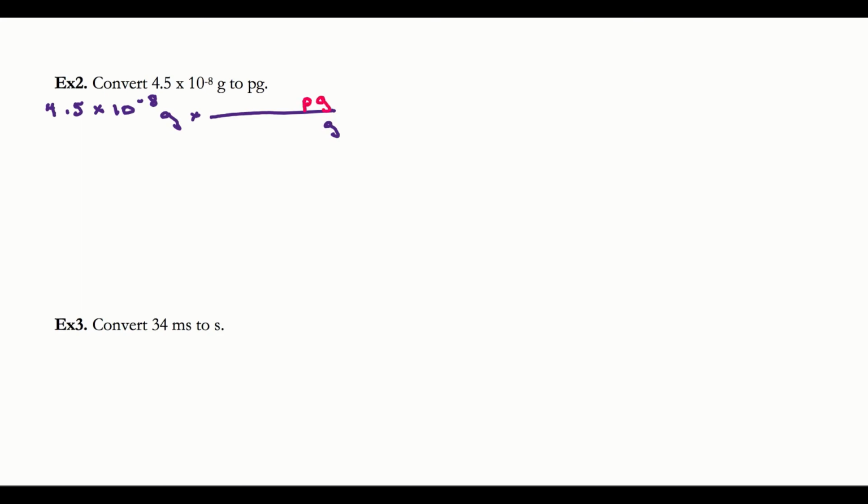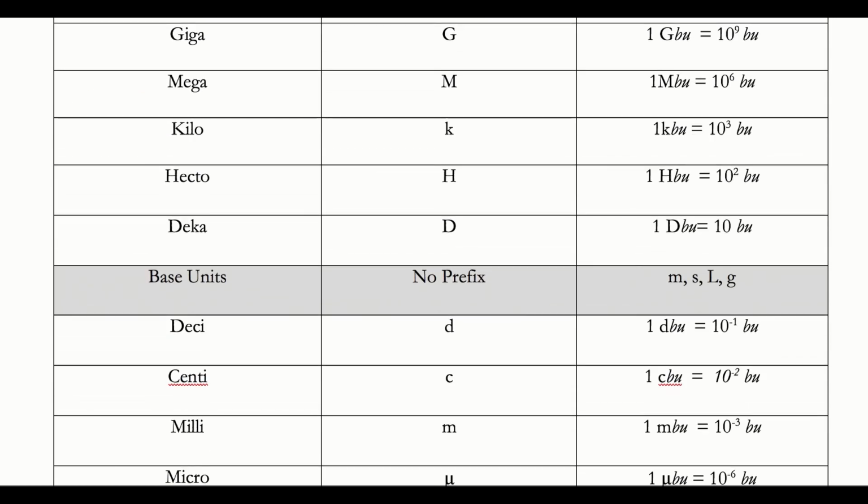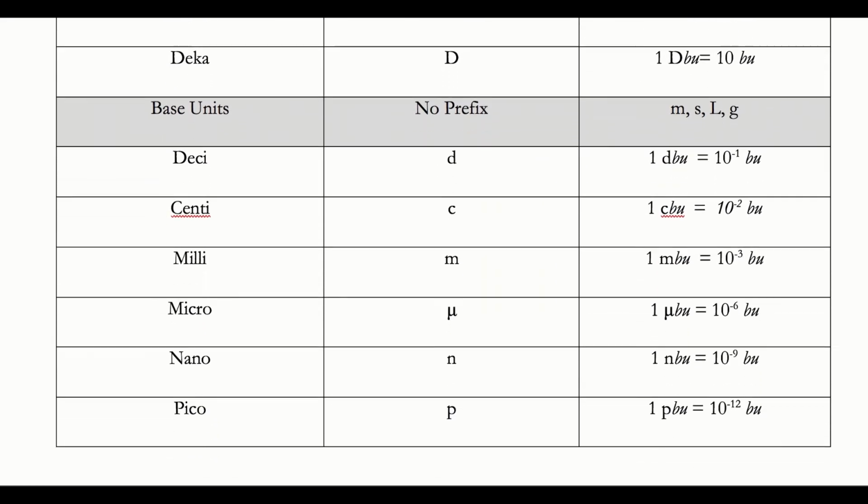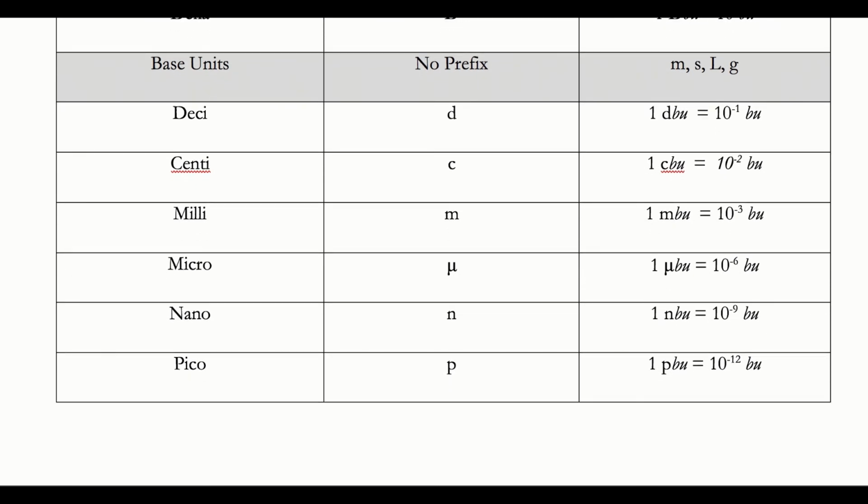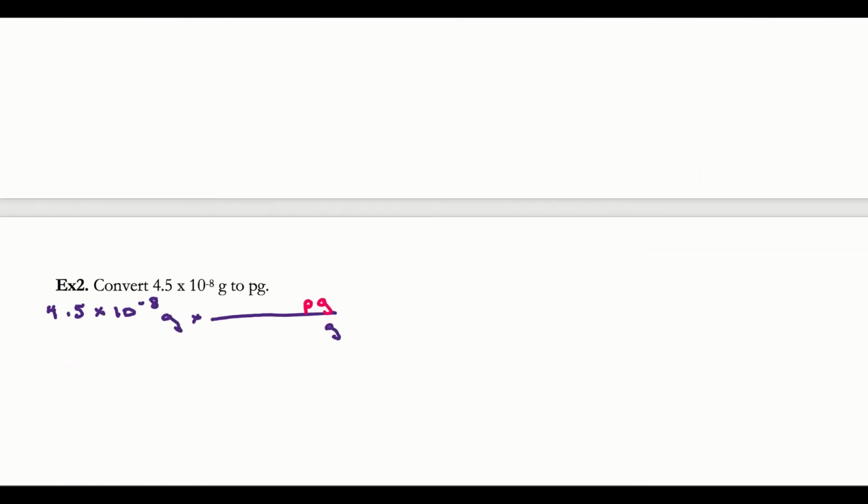Okay, so now let's go back and look at the relationship. Okay, so here's my table. Notice pico is all the way at the bottom, and what this tells me is 1 pico base unit. Okay, so in this case, it would be 1 picogram equals 10 to the negative 12th grams. So I'm going to plug that in back here. I'm going to say 1 picogram is 10 to the negative 12th grams. Okay, and now I'm going to find my answer. So I'm going to take 4.5 times 10 to the negative 8th, and I'm going to divide that by 10 to the negative 12th. Okay?